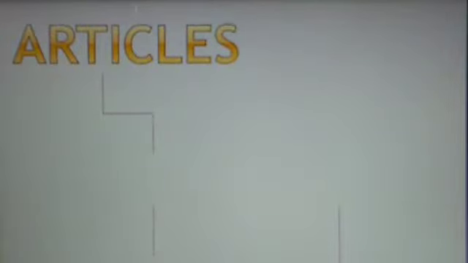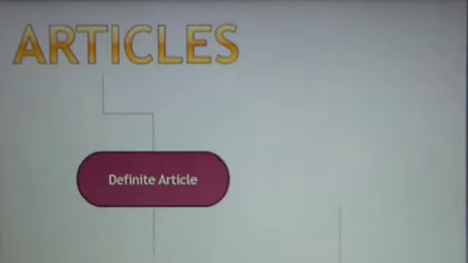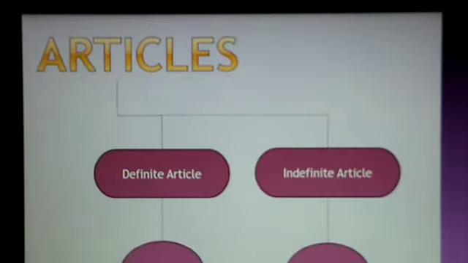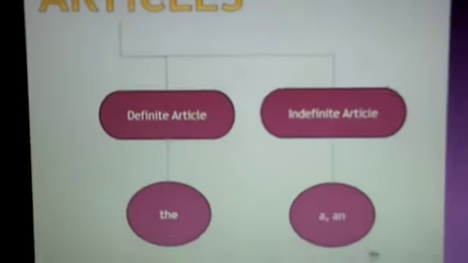Articles. Articles are of two types. You have already learnt in your lower classes: definite article, that is only "the", then indefinite articles, "a" and "an". So, definite article we have only "the". Indefinite articles, "a" and "an".